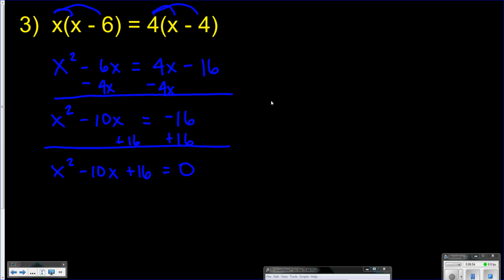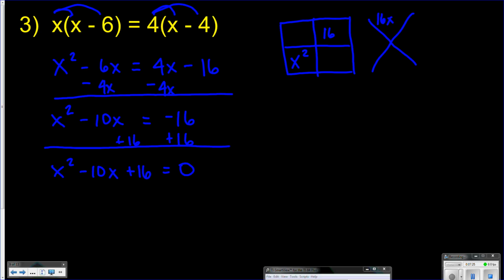Now we need to factor this. I'll go ahead and use the generic rectangle to factor it this time. So I'm going to take my x squared and put it in my bottom left corner. Put my positive 16 in the top right. So now I'm going to do 16 times x squared, and my product will go in the top of my diamond. Now the middle term, we have negative 10x is what's going to end up being down here.